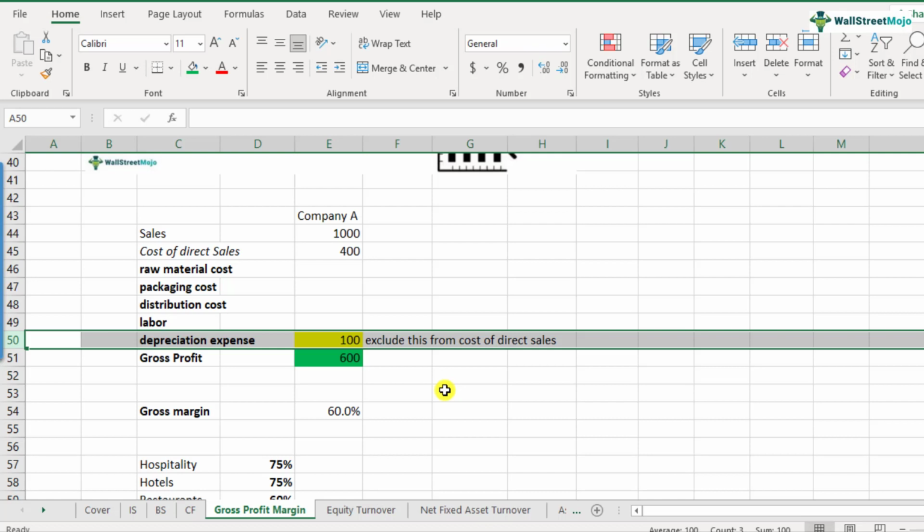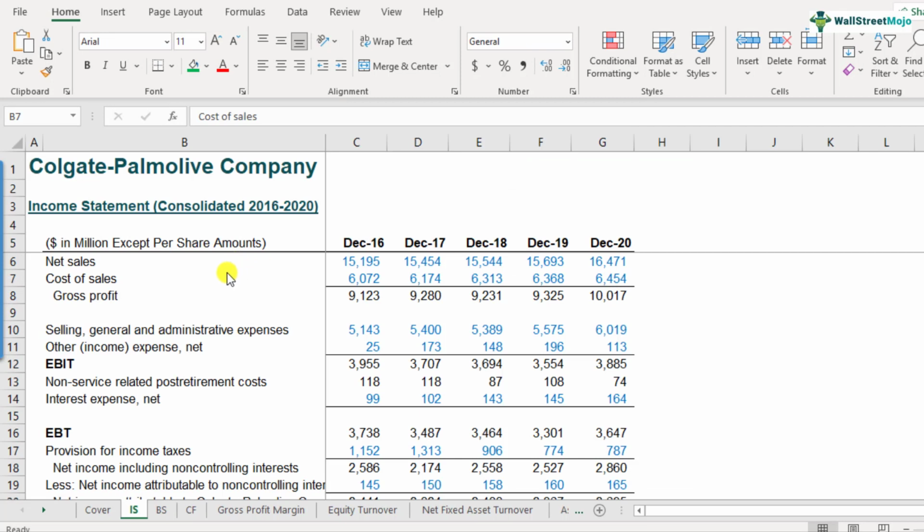Now, having understood this, let's go to the Colgate case study and see what its gross profit margins are all about. Here is the income statement of Colgate, and we can see that within the income statement, the company has provided net sales and the cost of sales, and we also have the gross profit number. So we don't have to calculate it from the figures. But as I said, one thing that we need to check is whether cost of sales contains depreciation or any other kind of indirect expense. And for that, you need to go back and read through the SEC filings, all right? So that needs to be done.